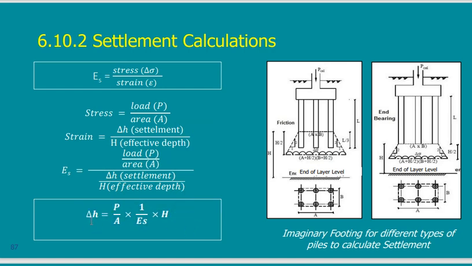What is this equation? Delta H, which is the settlement. This is exactly what I need. Is P divided by A, which is the stress here at this middle layer, multiplied by 1 over Es, which is Young's modulus, multiplied by H, the full thickness of the layer. So everything here I know. I substitute here to get the settlement, so I can now calculate the settlement of any group of piles.